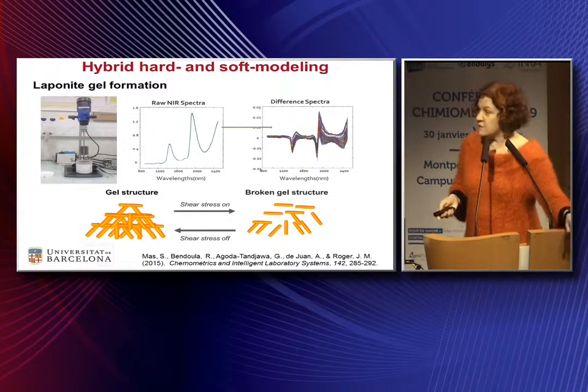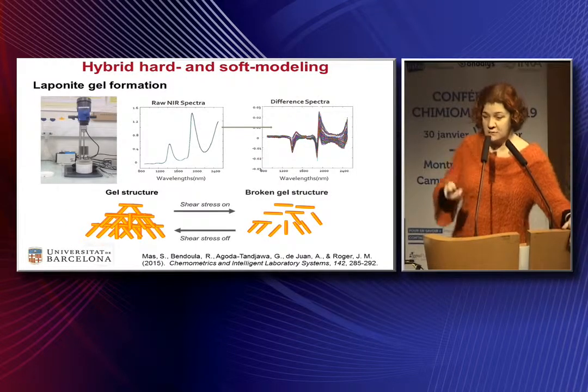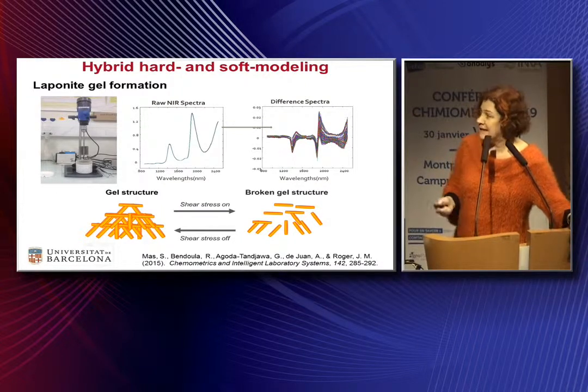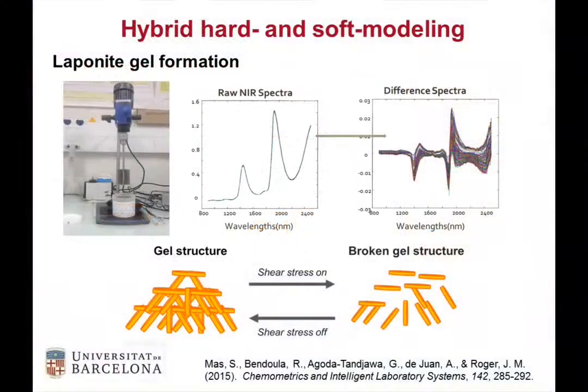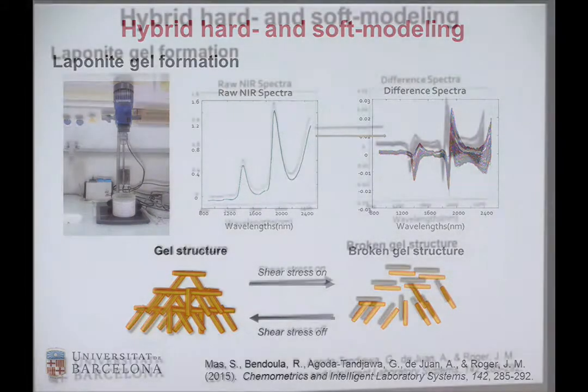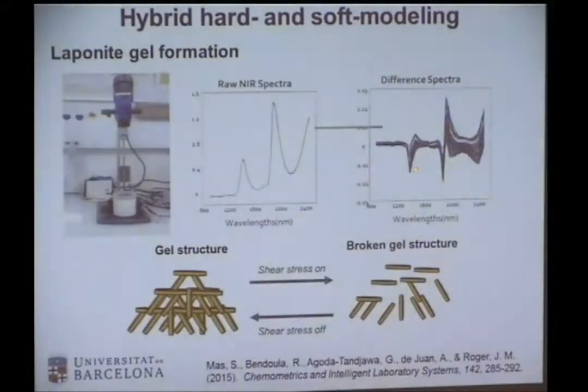An example of this is a work that Sylvia Mas did with Jean-Michel some years ago, and that was a model system in which they wanted to know how a gel could be formed from a solution of a colloidal substance that was called laponite. The idea is that they had the solution, they stopped the stirring, and then when you stop that, you go from this more liquid structure into a gel, okay? These were the NIR spectra collected. We were working with difference spectra because we could see the variation way better.